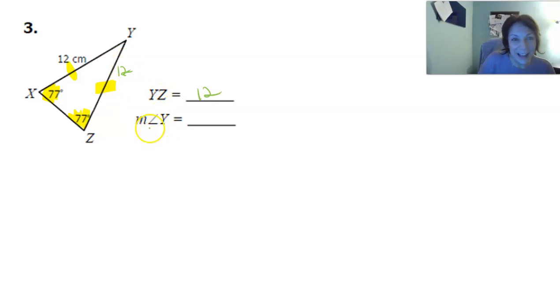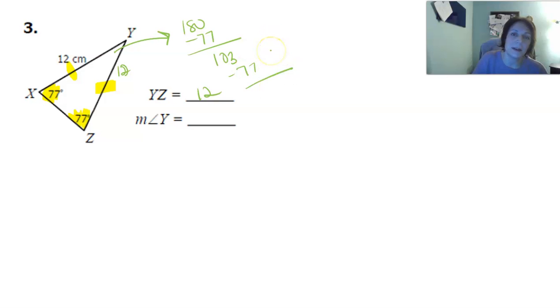All right, so as far as this other angle, angle Y, we don't even need any special theorems here. We don't even need any magic here. We have our fact that there's 180 degrees in a triangle, so all we have to do if we want to figure out what this angle is is figure out what's left out of that 180 degrees. So I started with 180 degrees. I took away 77 for each one of these angles. So 180 minus 77 leaves us with what? 103. And then take away 77 again. And you end up with 26.